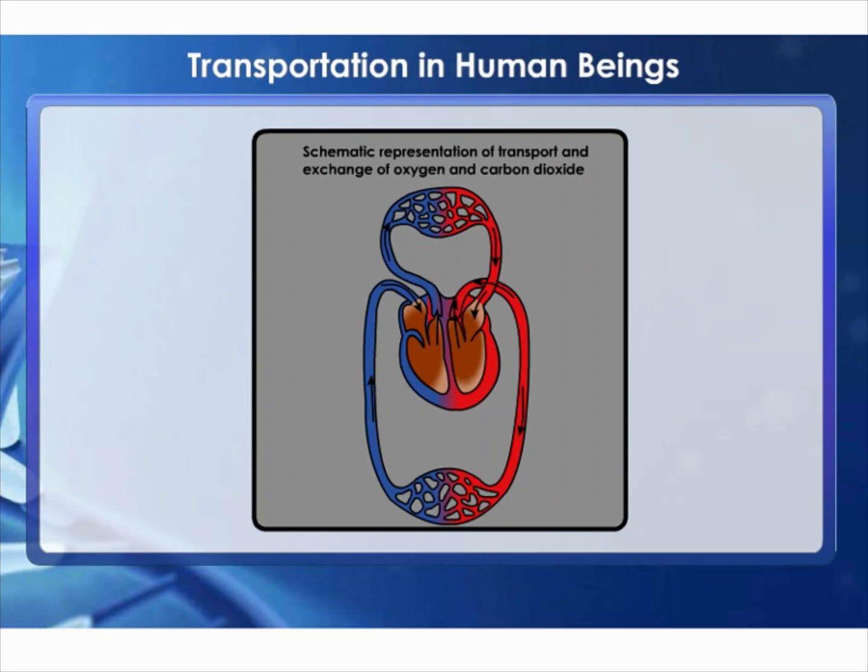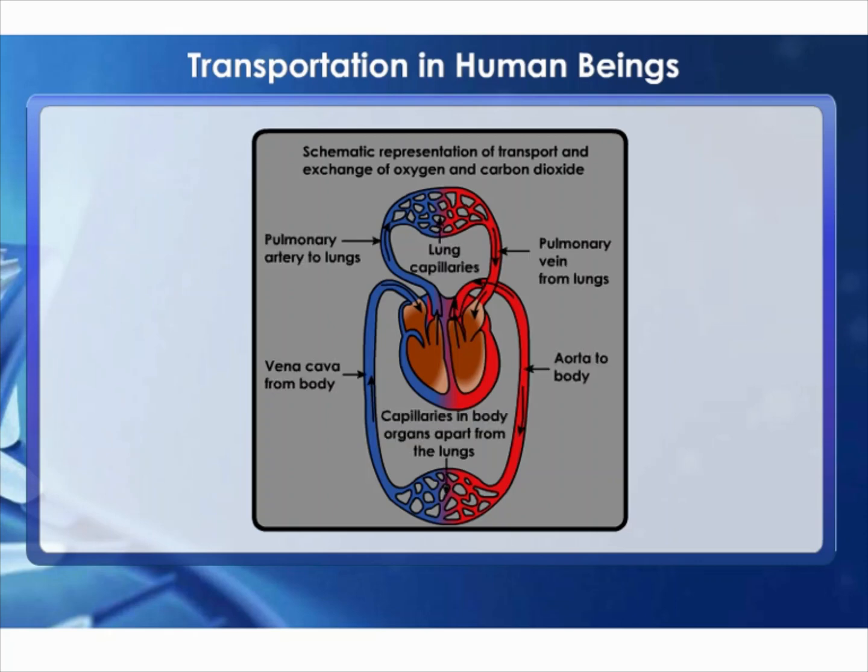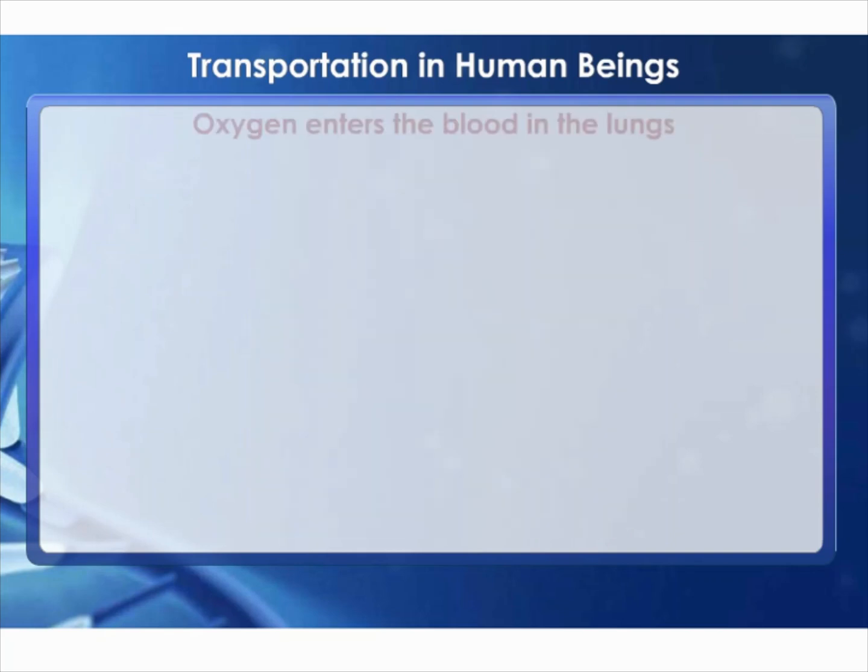Deoxygenated blood comes from the body to the upper chamber, the right atrium, as it expands. As the right atrium contracts, the corresponding lower chamber, the right ventricle, dilates. This transfers blood to the right ventricle, which in turn pumps it to the lungs for oxygenation. Since ventricles have to pump blood into various organs, they have thicker muscular walls than the atria do. Valves ensure that blood does not flow backwards when the atria or ventricles contract. Oxygen enters the blood in the lungs.